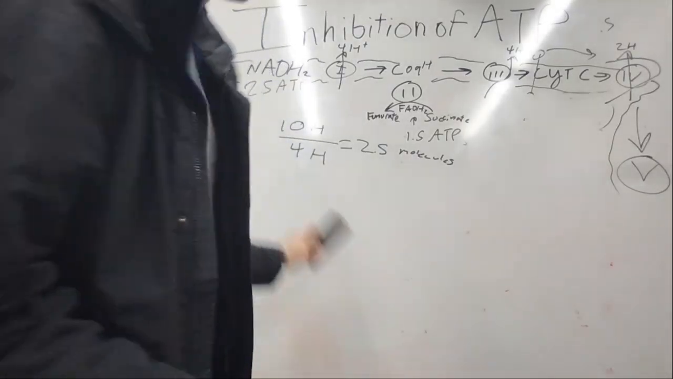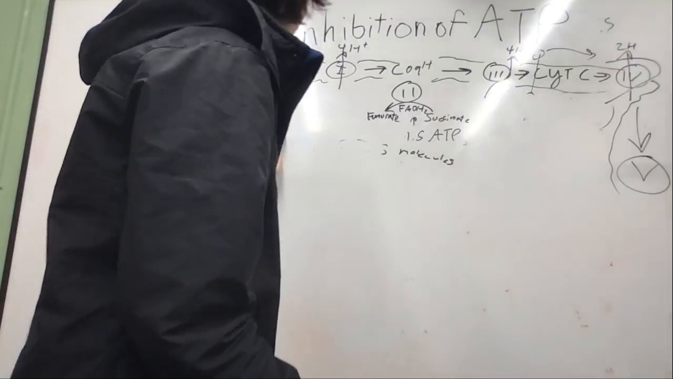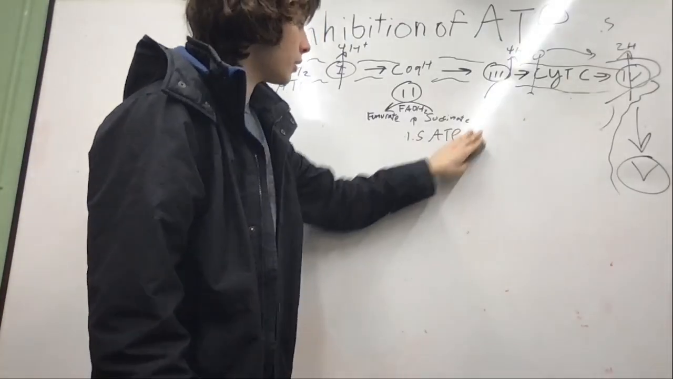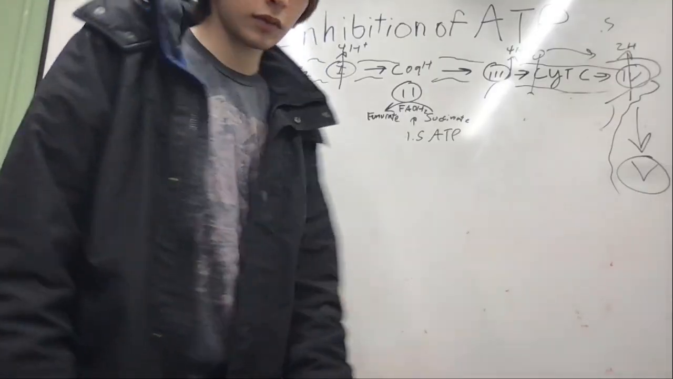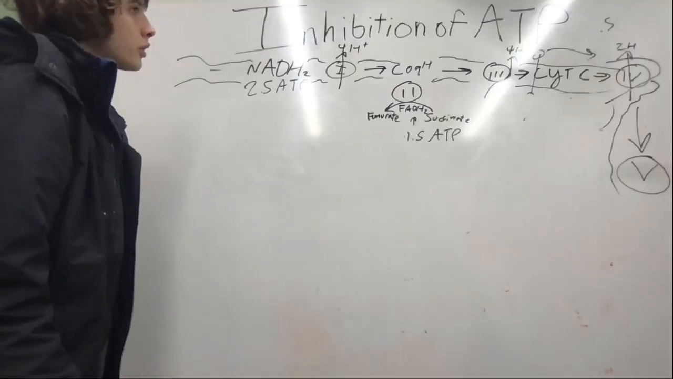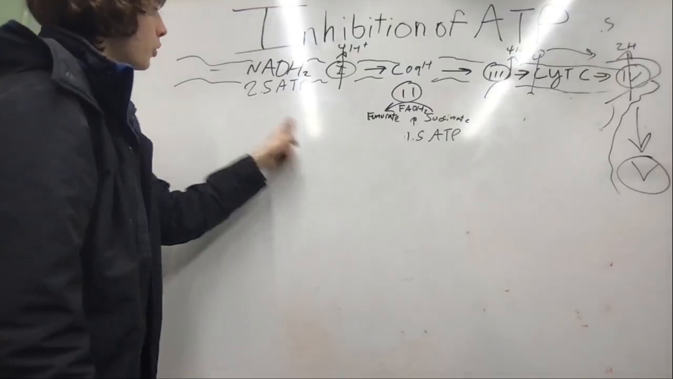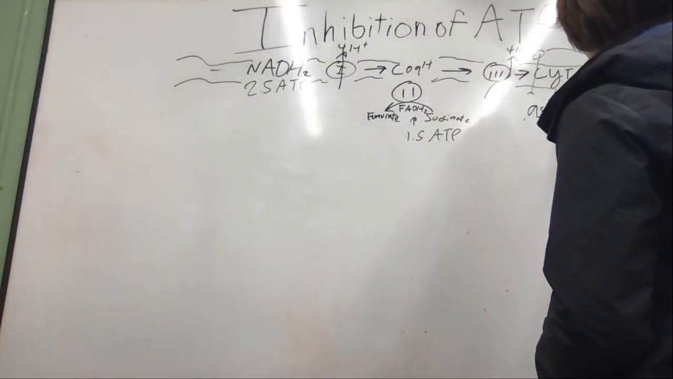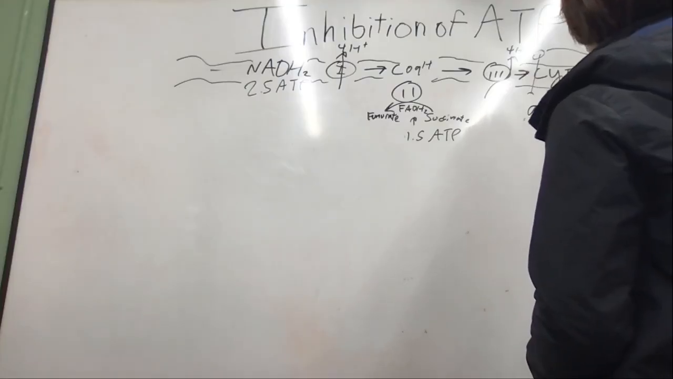But what if we give it a bad day? What if we decide that we need to inhibit ATP production? Well, there's a couple things we can do. First, let me draw this out. 2.5, 1.5, and ascorbate, or vitamin C, which can add electrons here.